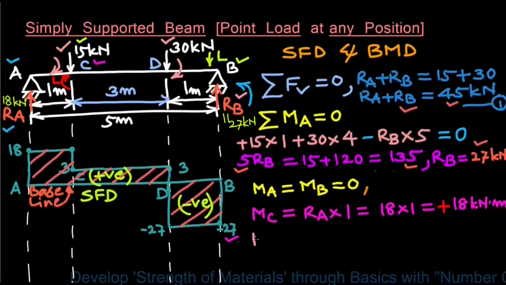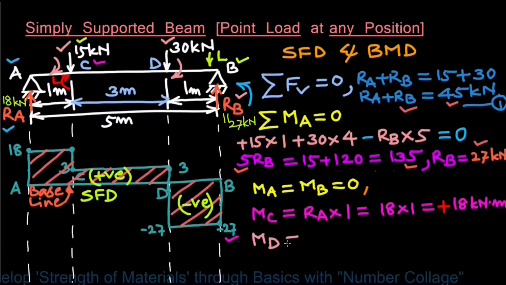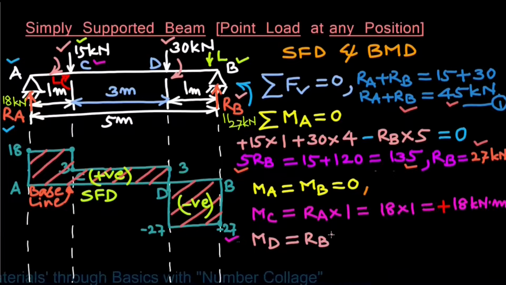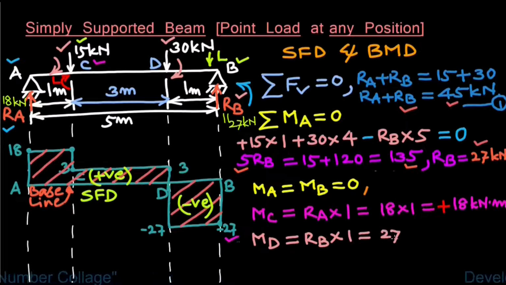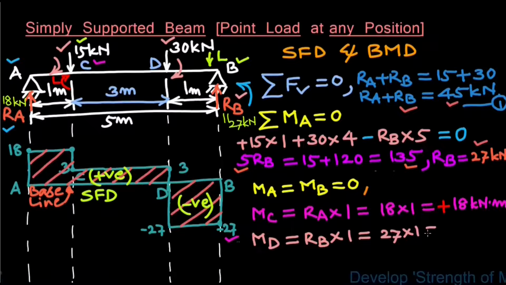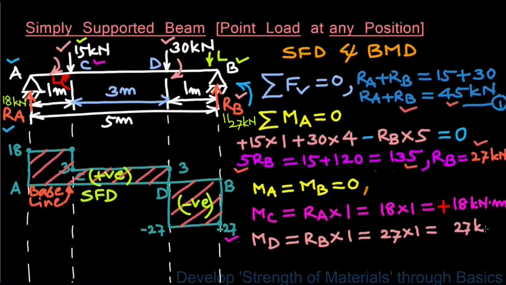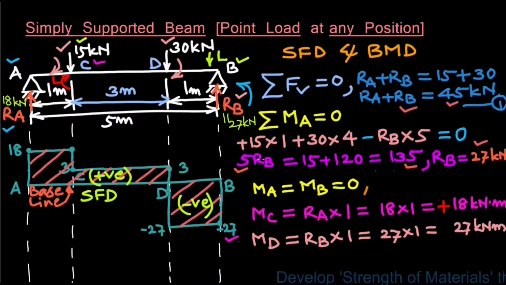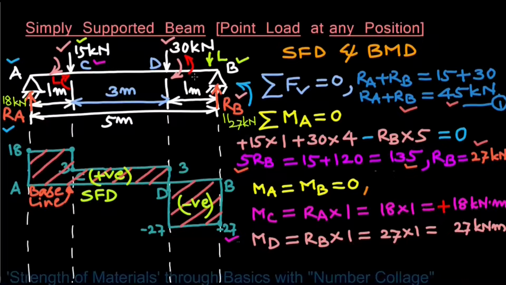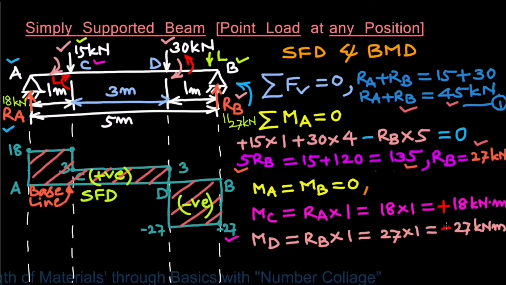Next, bending moment at point D will be equal to RB multiplied by its distance from point D, which is 1. So this will be 27 multiplied by 1, which will be 27 kilonewton meter. This will give a clockwise moment to the right of point D, so this will also be plus.